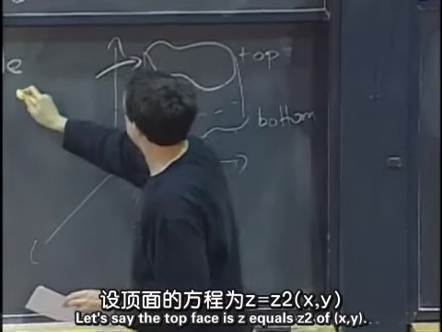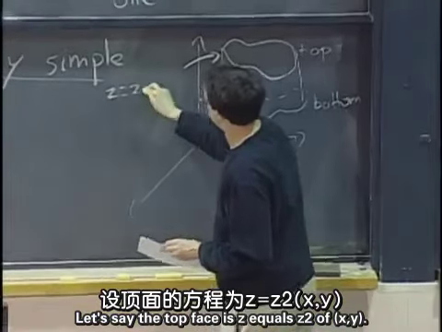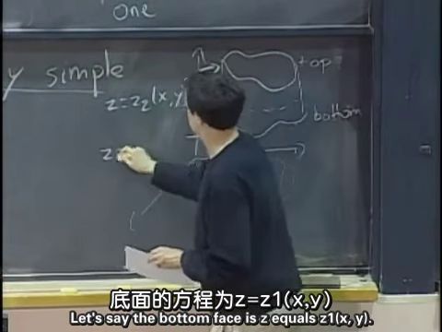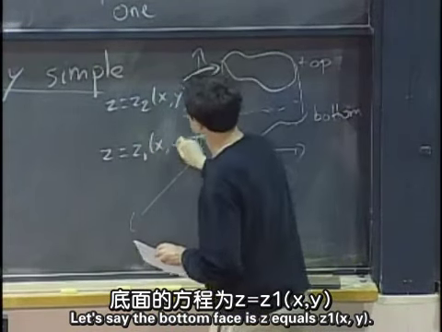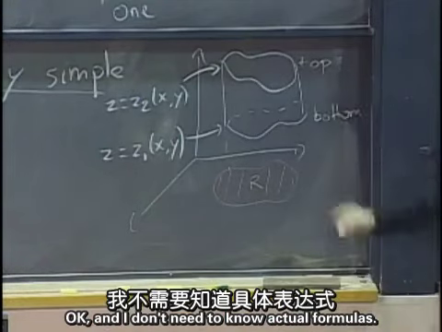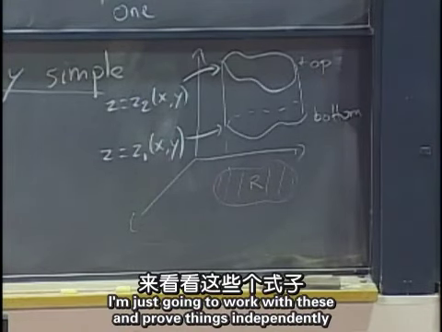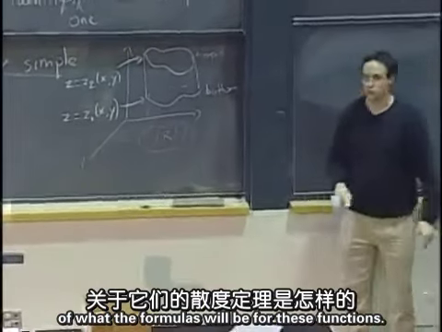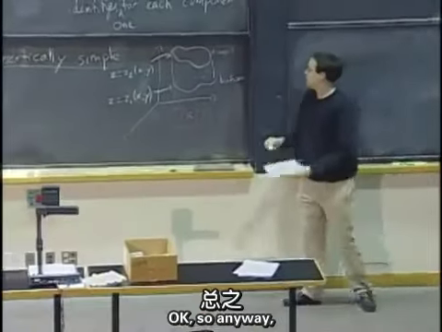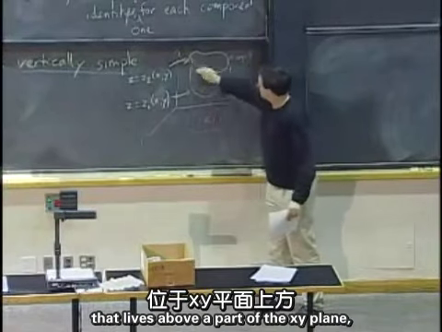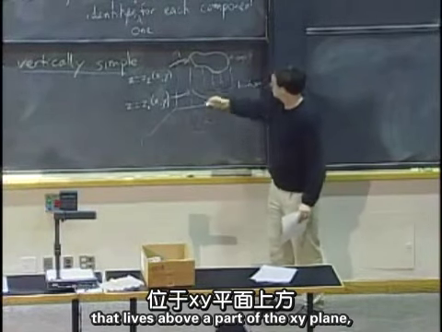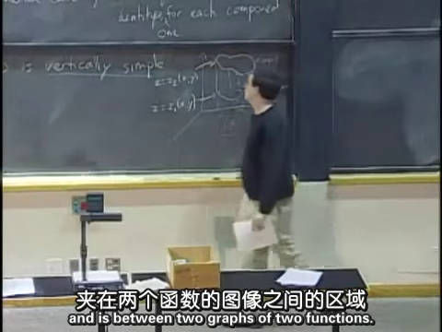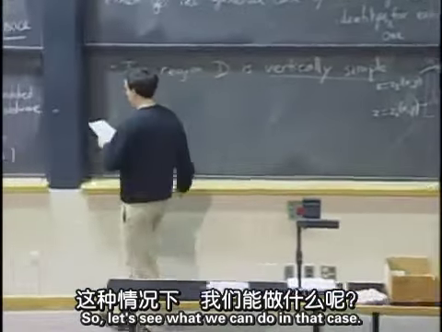Let's say the top face is z equals z2 of x, y. The bottom face is z equals z1 of x, y. Okay, and I don't need to know actual formulas. I'm just going to work with these and prove things independently of what the formulas will be for these functions. Okay, so anyway, a vertically simple region is something that lives above a part of the xy plane and is between two graphs of two functions. So let's see what we can do in that case.